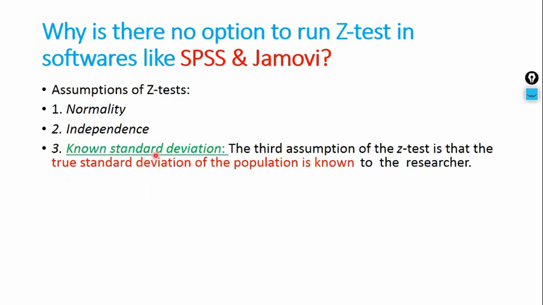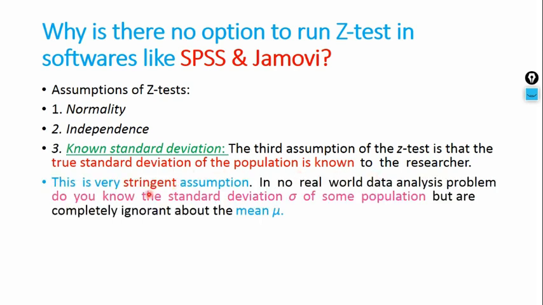Known. You should know about the standard deviation of your population. The third assumption of z-test is that the true standard deviation of the population is known to the researcher. This is a very stringent assumption. In no real world data analysis problem do you know the standard deviation of some population but are completely ignorant about the mean, mu.